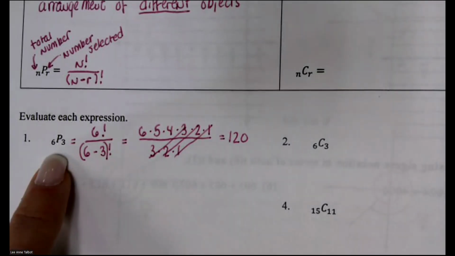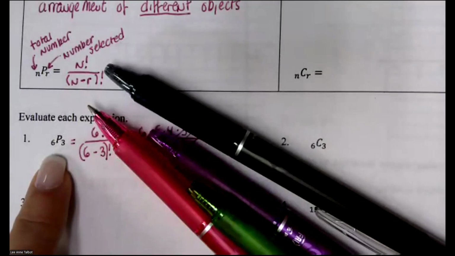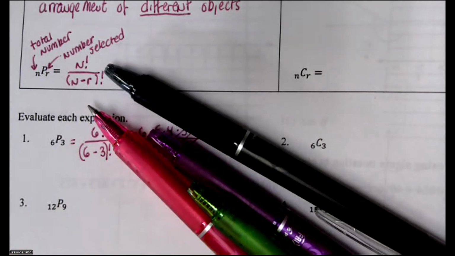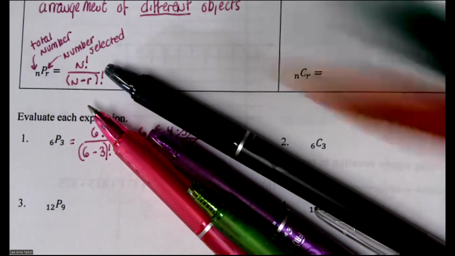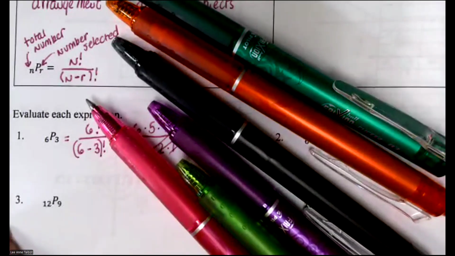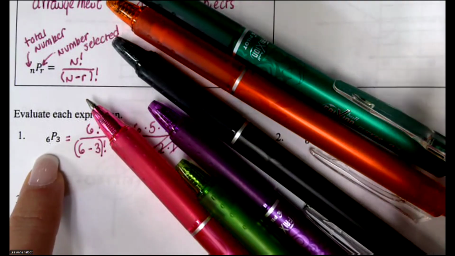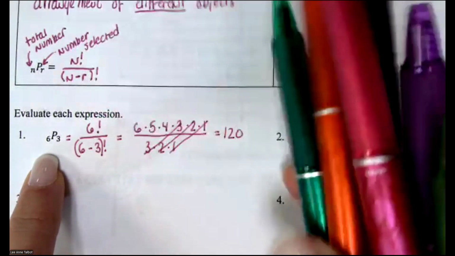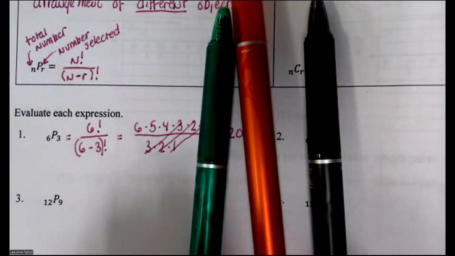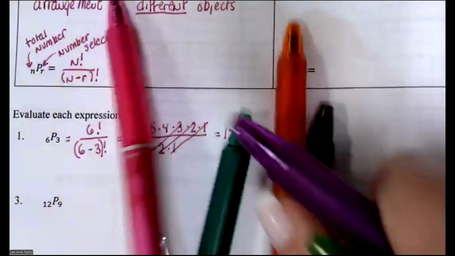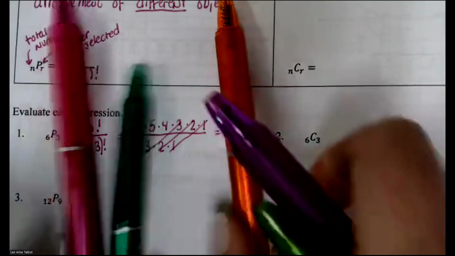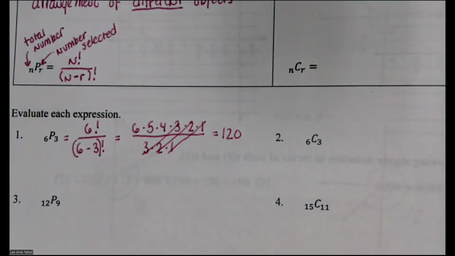So this is saying if you had 6 different pens, how many different ways can you arrange 3 of them? So here's one way. Here's another way. Here's another way. There's 120 different ways to arrange 3 pens out of 6. That's the question that it's asking.